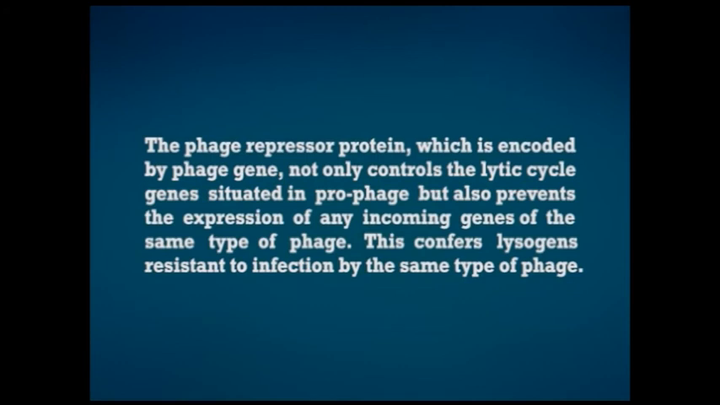The phage repressor protein, which is encoded by the phage gene, not only controls the lytic cycle genes situated in the prophage, but also prevents the expression of any incoming genes of the same type of phage. So this confers on the lysogen resistance to infection by the same type of phage.